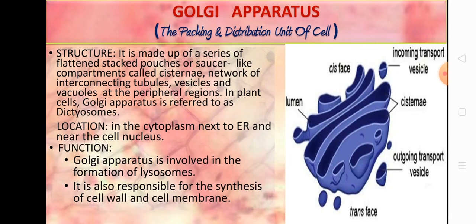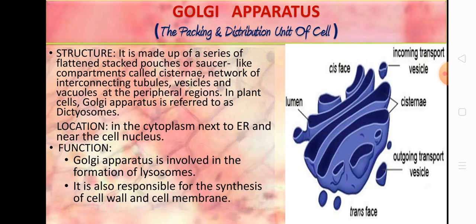Moving on to Golgi apparatus. This is the packing and the distribution unit of the cell. It is like a warehouse that collects the raw materials, modifies them, packages them into separate packets as per our requirement, and then sends them out for delivery. So let's study its structure. It is made up of a series of flattened sacs, pouches, or saucer-like structures, as you can see in the picture.